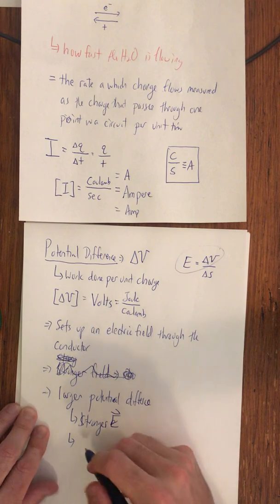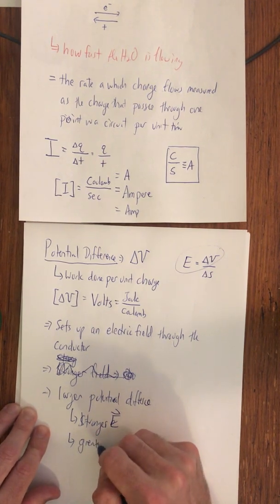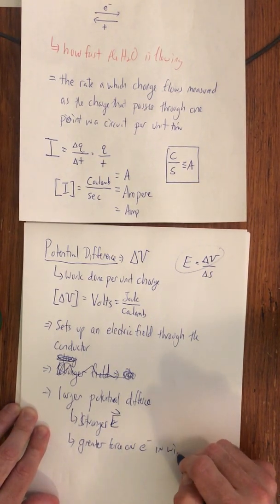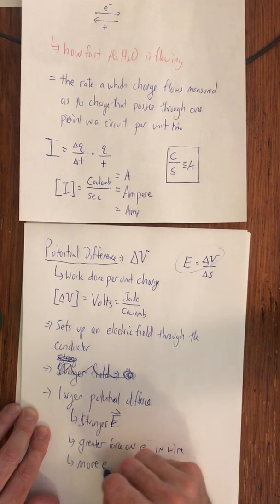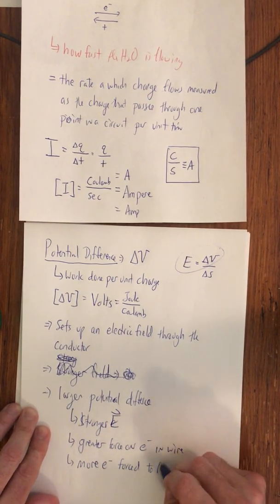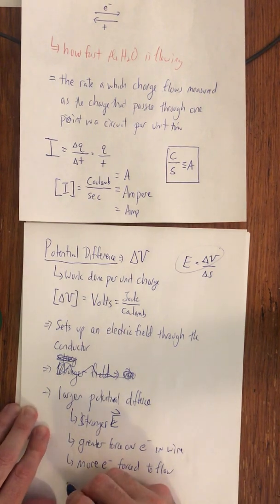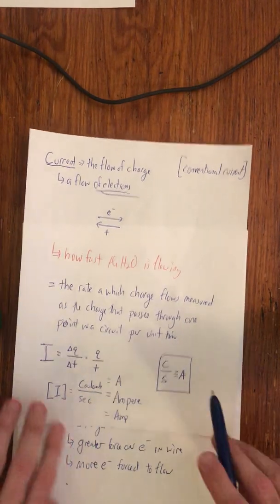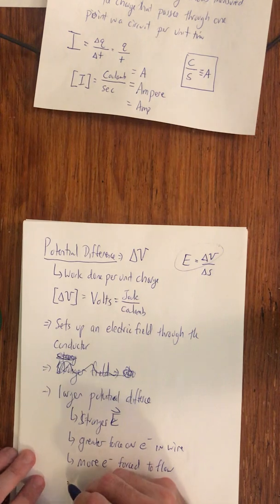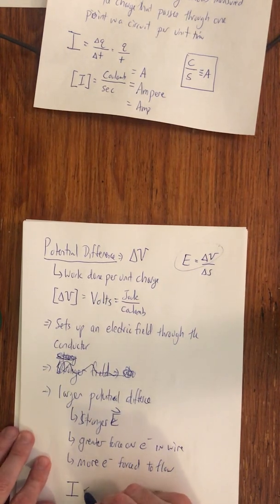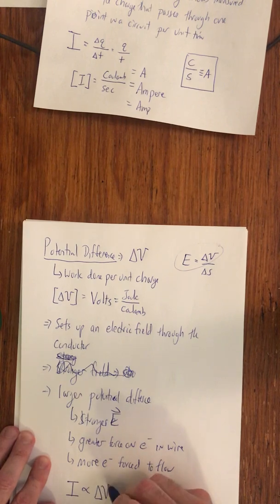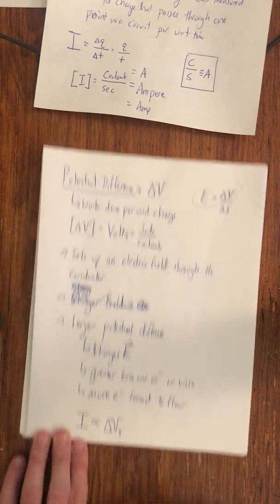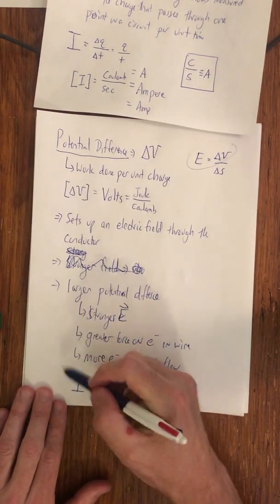A stronger electric field means a greater force on electrons in the wire. And that's going to mean more electrons forced to flow, right? They're ripped off of that. So since I is Q per T, if I have more charges flowing, that means my Q is going to be larger. So I'm going to say that the current is directly proportional to the potential difference that the source supplies. Remember the terminal voltage.